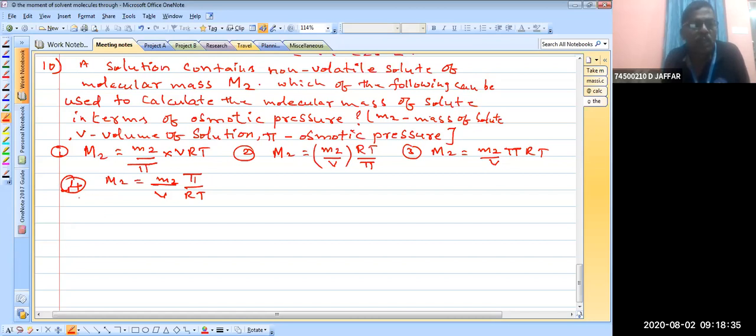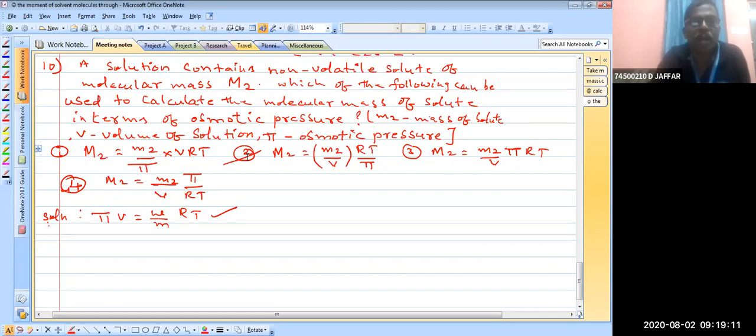We know that our solution is, what is the formula here? πV is equal to mass by molar mass into RT, right? Based on this equation, our correct answer is the second option. Are you clear? So then next question.